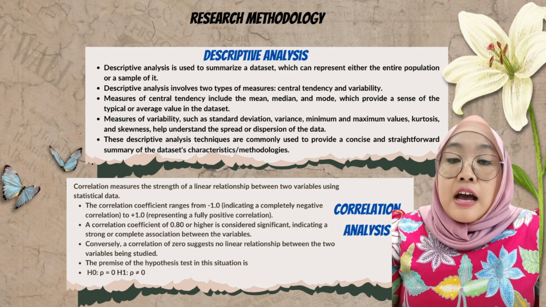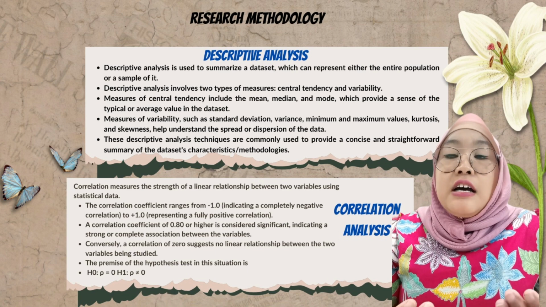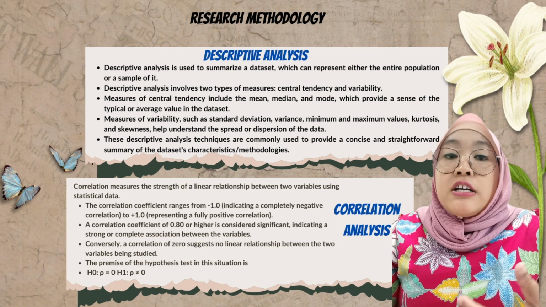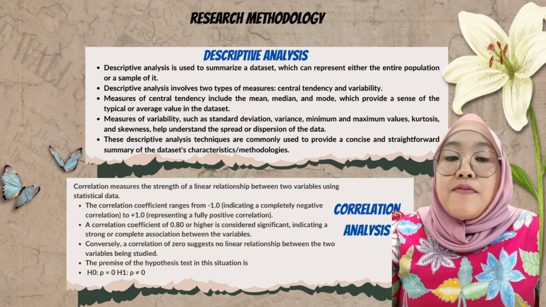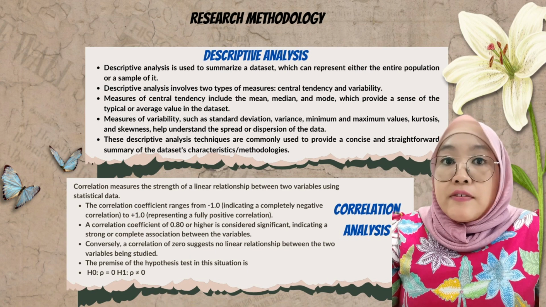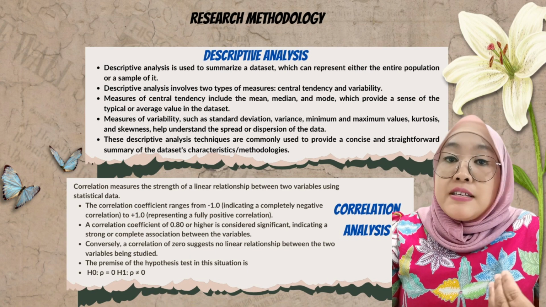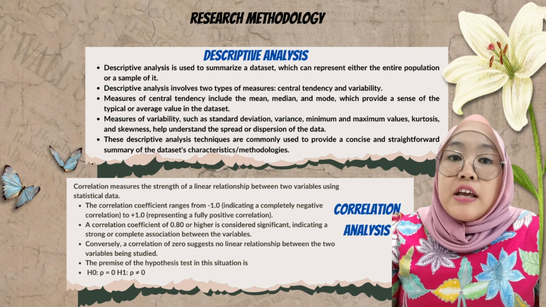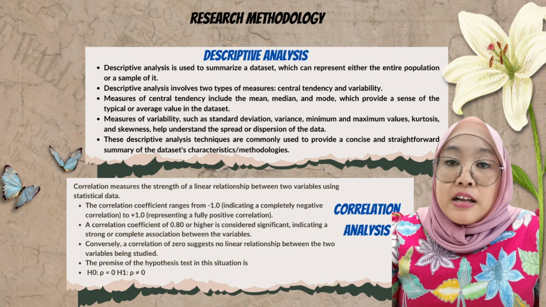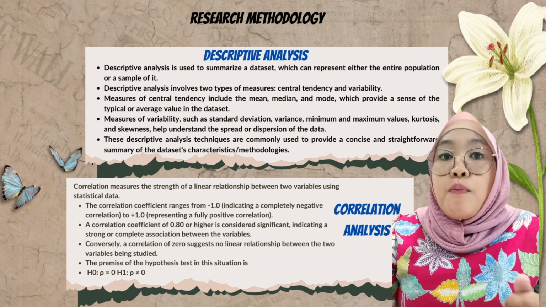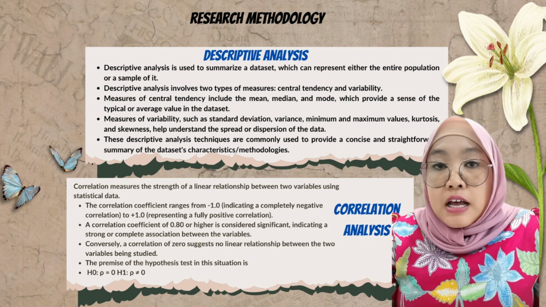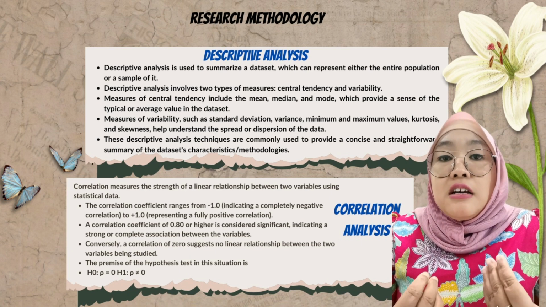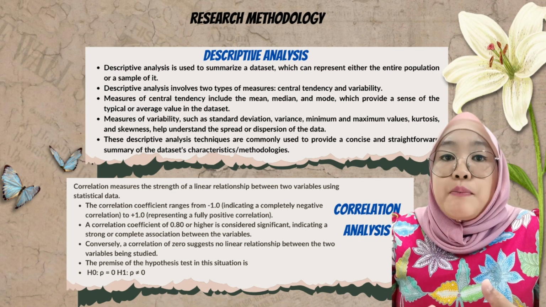Okay, next is correlation analysis. Correlation measures the strength of a linear relationship between two variables using statistical data. The correlation coefficient ranges from negative 1, a completely negative correlation, to positive 1, representing a fully positive correlation. A correlation coefficient of 0.8 or higher is considered significant, indicating a strong association between the variables. Conversely, a correlation of 0 suggests no linear relationship between the two variables being studied.